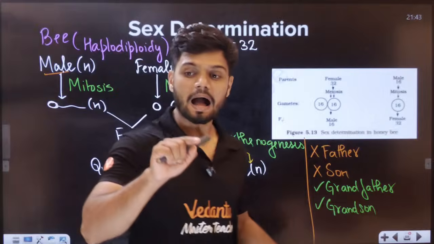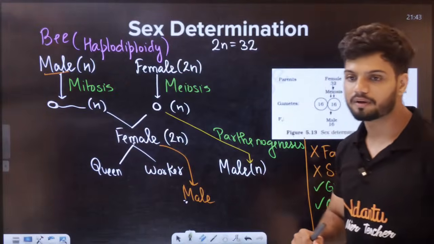That is called haplodiploidy type of sex determination, students.